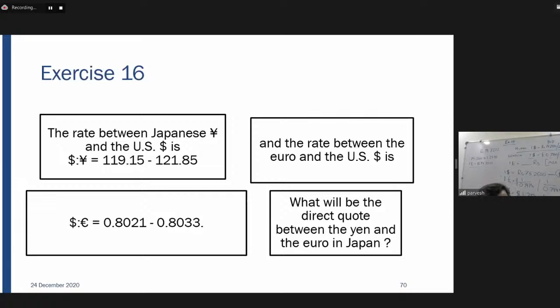So it is 0.8. So 1 euro cannot be $0.80, because if you look at the Indian currency today, the euro is about 90 rupees, and the dollar is about 73 to 75 rupees. So this is in reverse notation. So first you should put it correctly and answer it. I'll wait for a couple of minutes, then I'll move on to look at the answer.